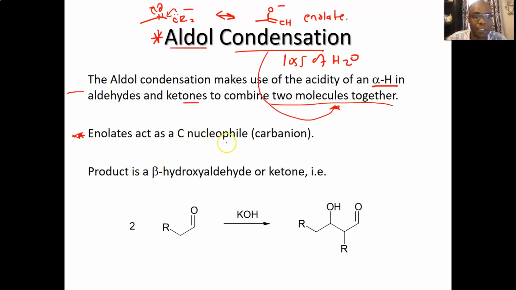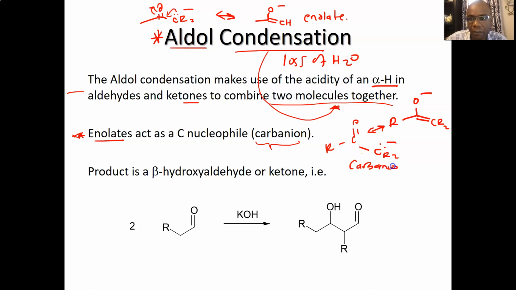Remember what I said? You can use the enolate as a nucleophile, or you can use the carbanion. The carbanion is where the carbon has a negative charge on it. The enolate is where you've done your resonance. Now you have the O minus and the double bond is right there. So both of them, the carbanion and the enolate, can be used as nucleophiles to attack another carbonyl-containing compound.